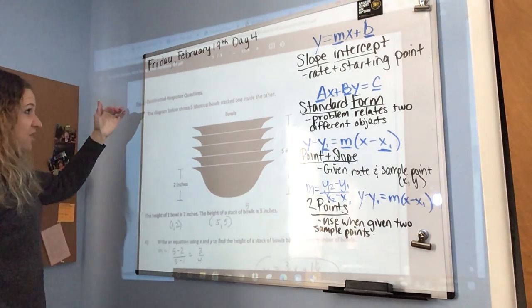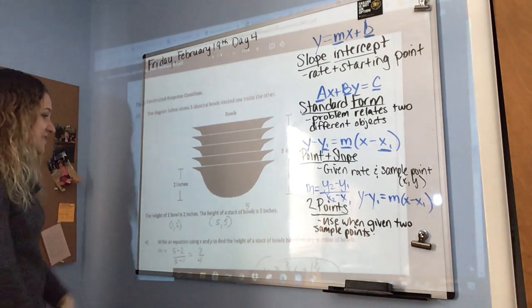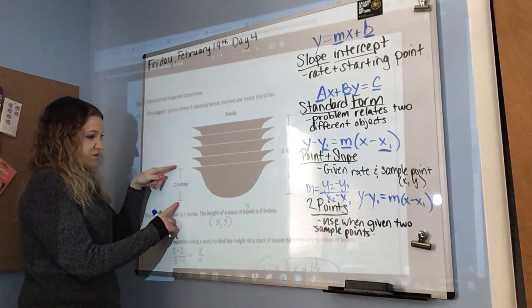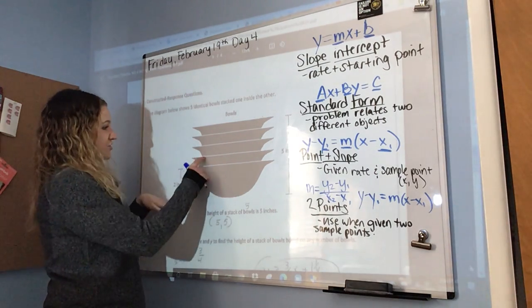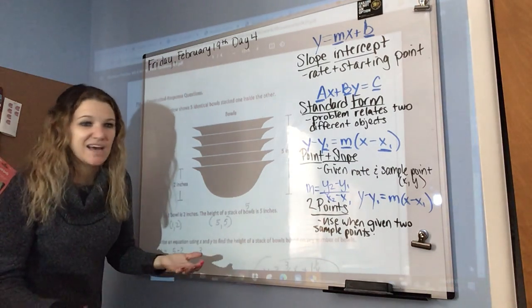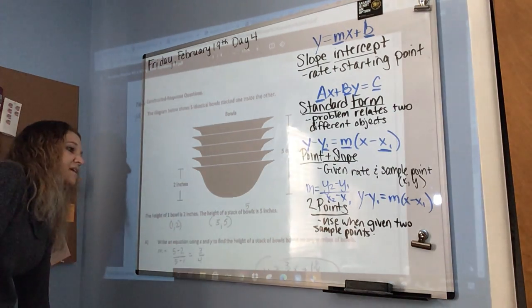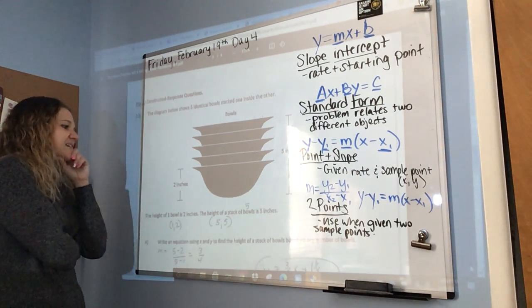The diagram below shows five identical bowls stacked one inside the other. So we know that the height of one bowl is going to be 2 inches. The height of 1, 2, 3, 4, 5 bowls is going to be 5 inches. In case you didn't see that, it's written right here for you, which is you're very lucky with that. So we're sitting here and we're like, okay, how does that help me?